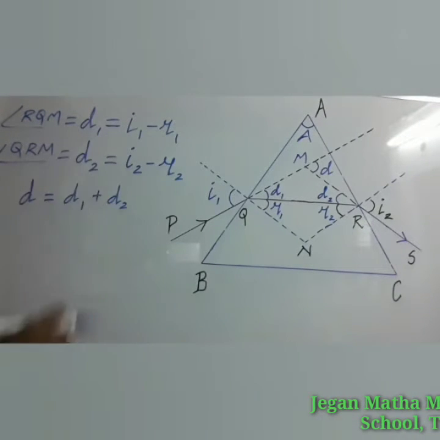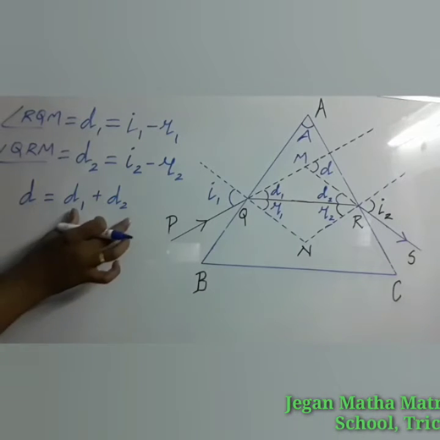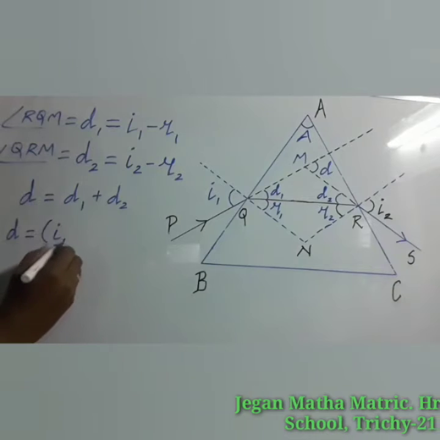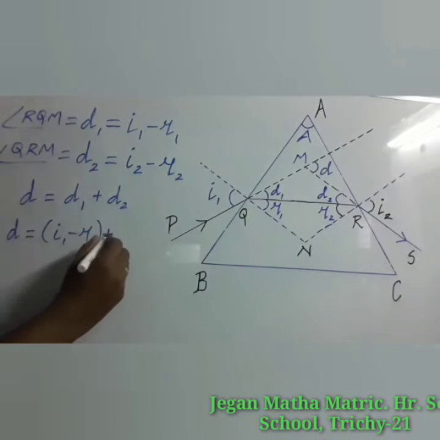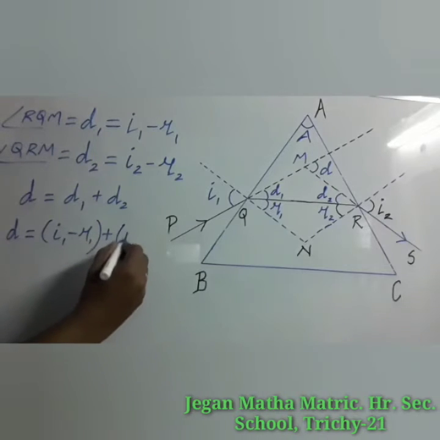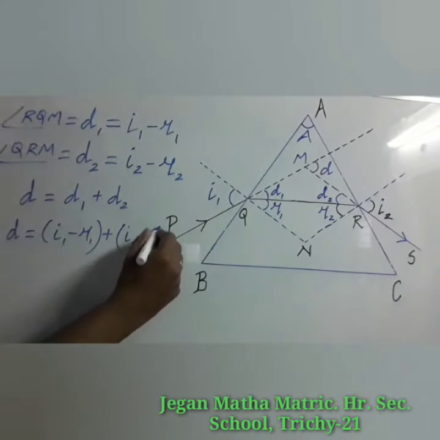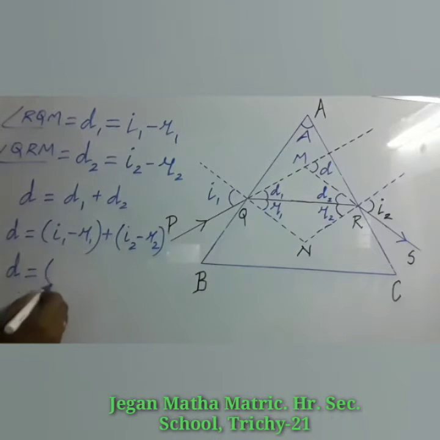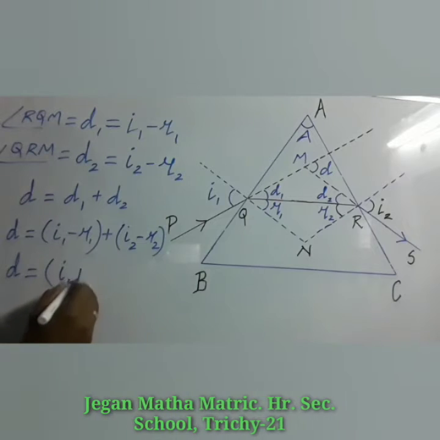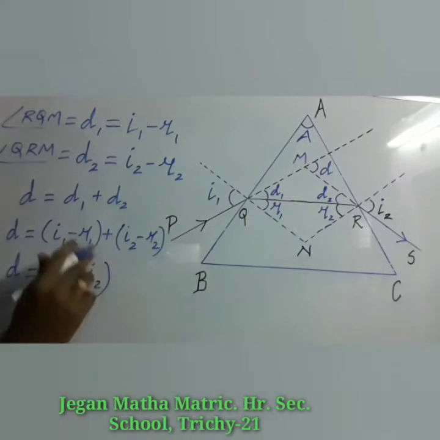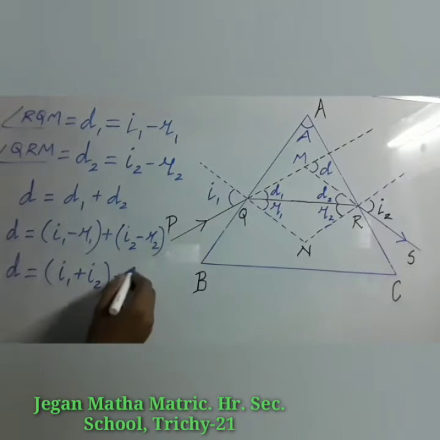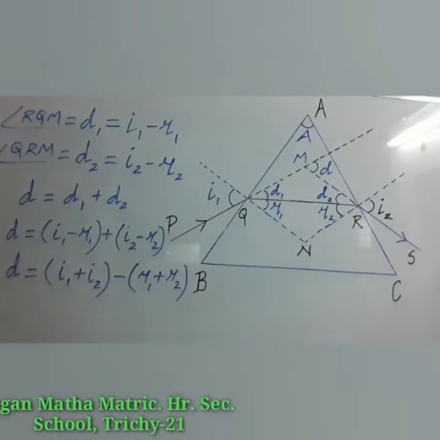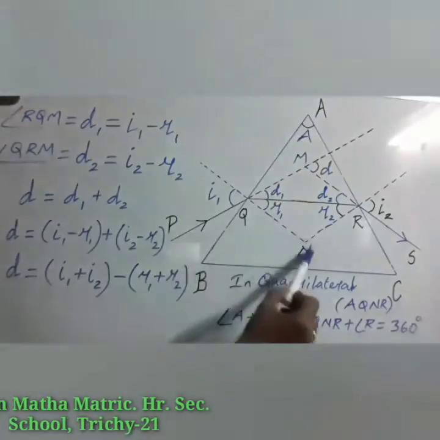Already we have found the values of D1 and D2. We can substitute the two values in this expression. D is equal to D1, which is I1 minus R1, plus, what is the value of D2? I2 minus R2. We can rearrange this equation. D is equal to I1 plus I2, minus can be taken as common, so R1 plus R2. Let us consider the quadrilateral AQNR.